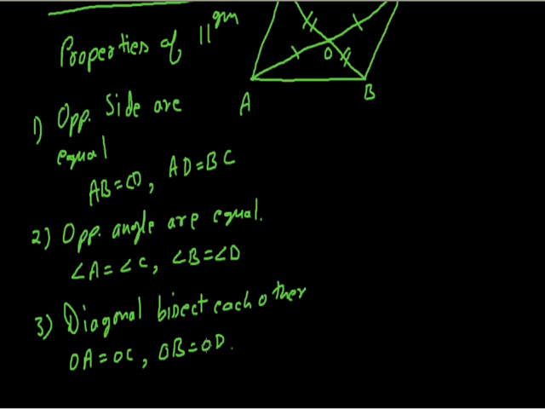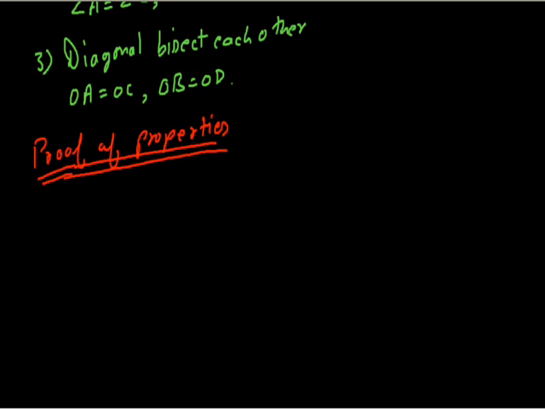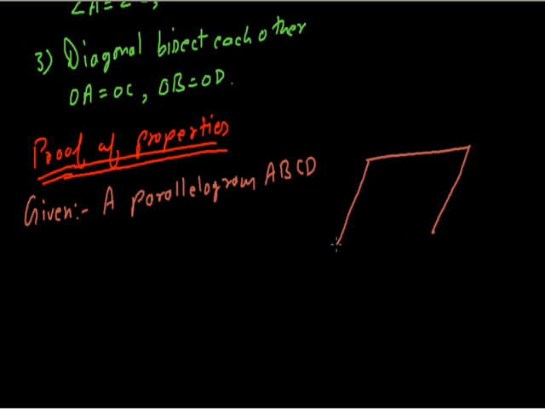Now let's see the proof of these properties of a parallelogram one by one. Proof of the properties. Now the first proof, what is given? We are given a parallelogram, let's say parallelogram ABCD. And what do we have to prove?